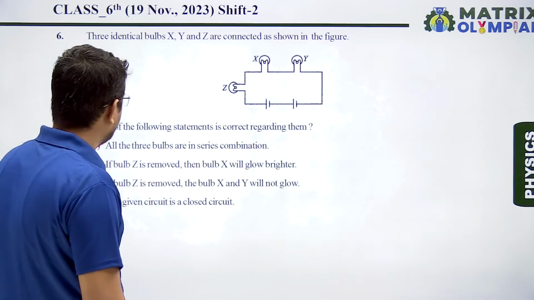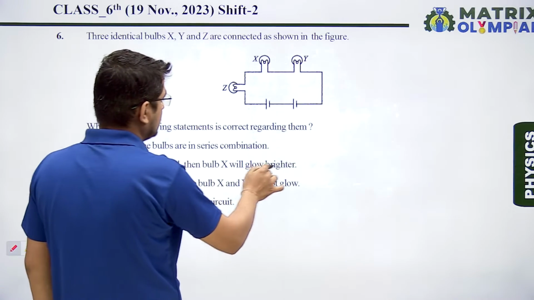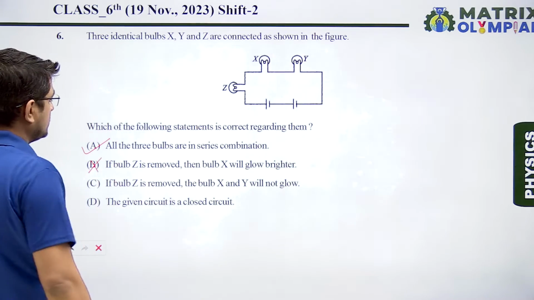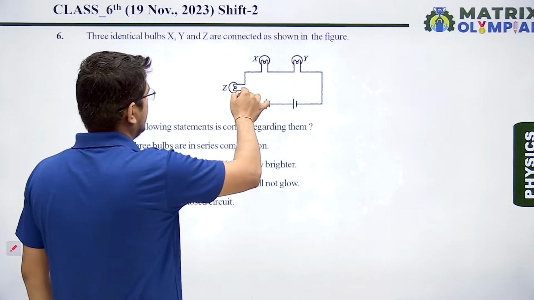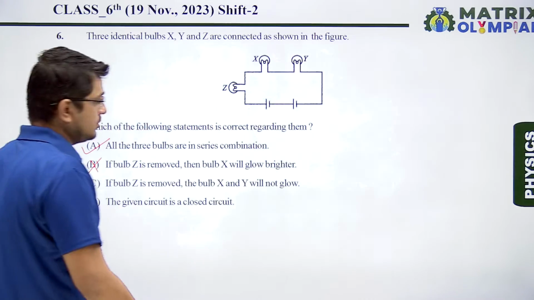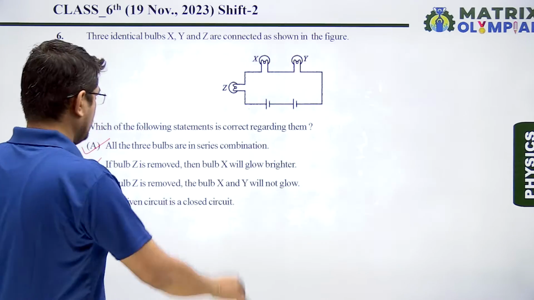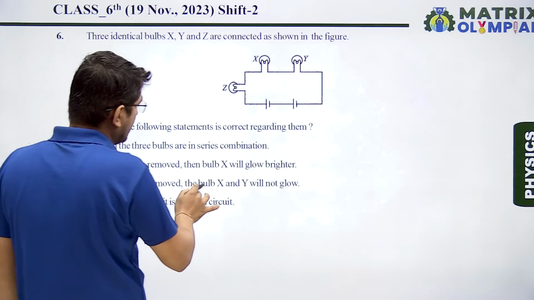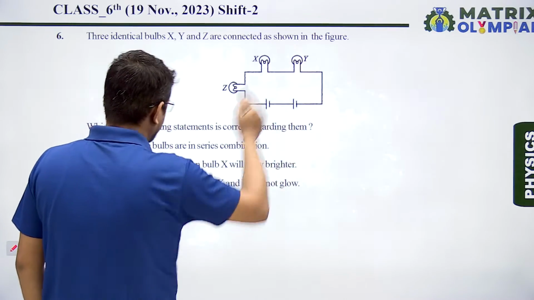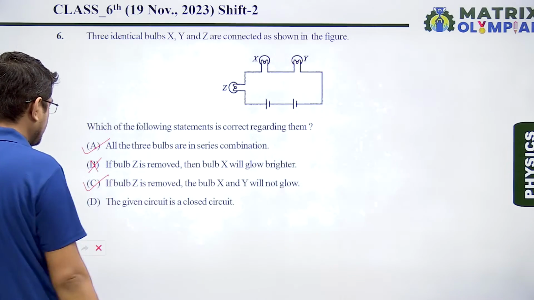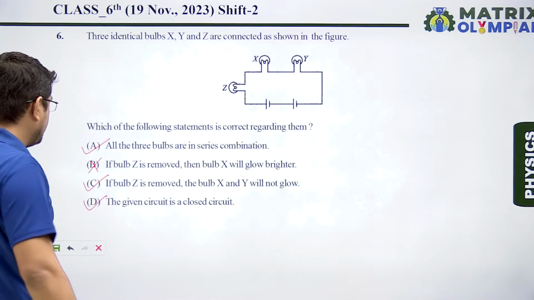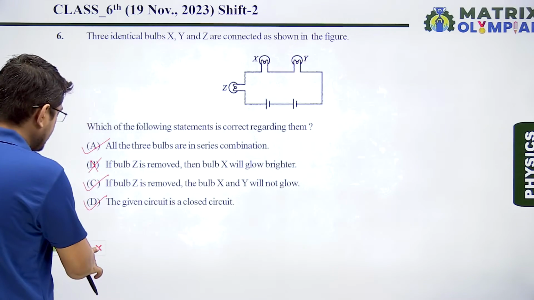If bulb Z is removed, then bulb X will glow brighter. This is a wrong answer because if Z is removed, then the circuit becomes open and there is no current through the circuit. So X and Y will not glow. If Z is removed, the bulbs X and Y will not glow, as we have earlier discussed. This is a true statement. The given circuit is a closed circuit. Yes, it is also a correct statement. That means A, C, D is our correct answer.